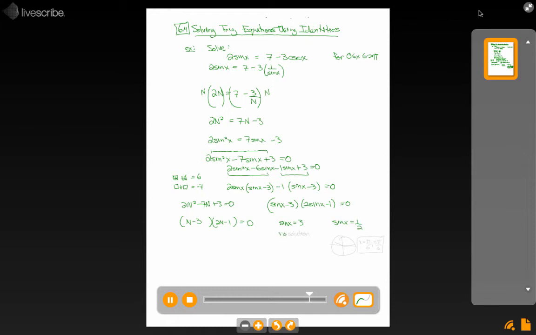There is nowhere where sine x equals 3. In fact, sine x never goes any higher than 1, but there are some places where sine x equals a half. We've run into those lots of times before, and they are pi over 6 and 5 pi over 6. So these would be the only two solutions between 0 and 2 pi that satisfy the equation given at the top.